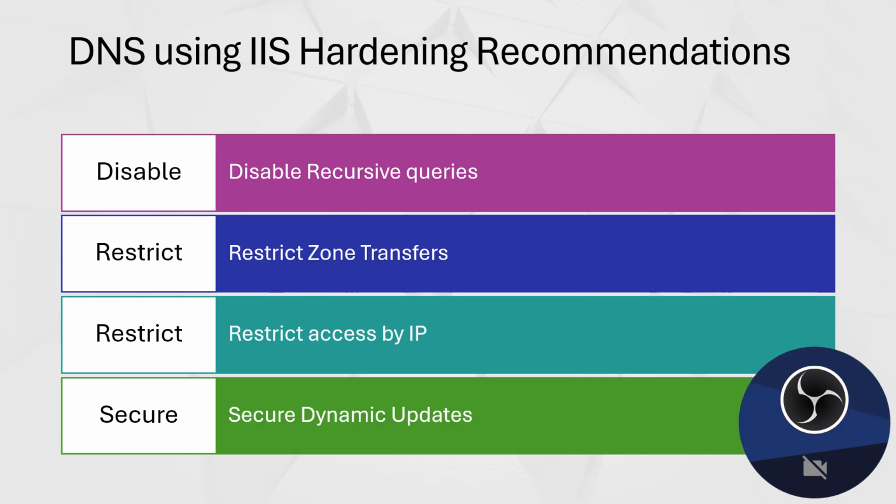So, DNS using IIS hardening recommendations. First, I would disable recursive queries. Recursive queries allow a DNS server to resolve queries on behalf of the client by contacting other DNS servers. This is useful for client devices but can be exploited in DNS amplification attacks. Attackers can abuse recursive queries to perform DNS reflection attacks and overwhelm the system.